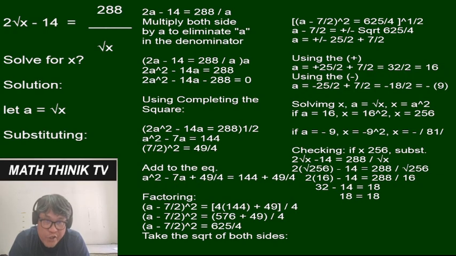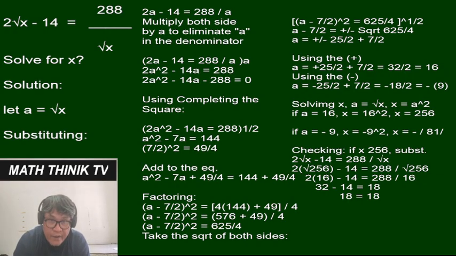So this is how you check your value of x, or your value of the unknown. You can substitute it to the original equation. If both sides are equal, after simplifying, then it means that your answer is correct.